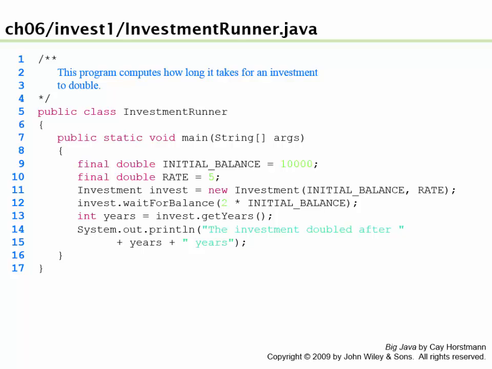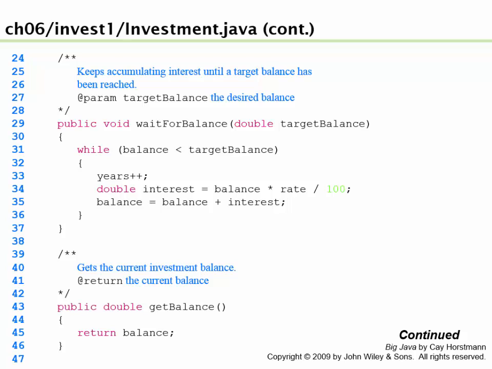So where's the while loop in all of this? Well, it was back here in wait for balance. Just like we saw before. While balance is less than target balance, add 1 to years, figure out the interest, add the interest to the balance. Loop. Until you hit your target balance.